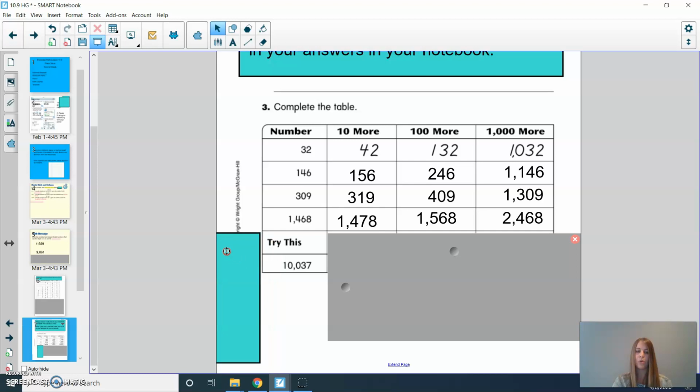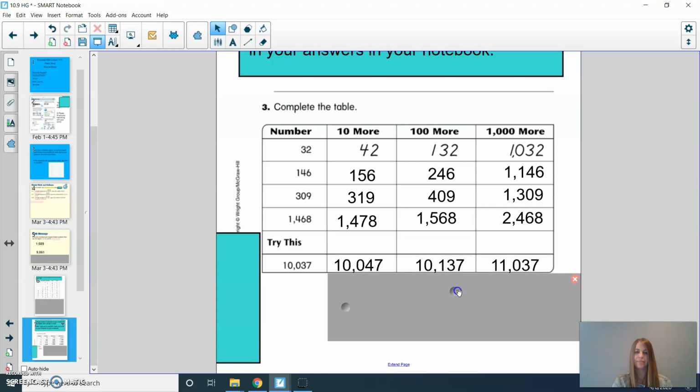We'll try one more. How about with the number 10,037? Press pause and play when you're ready to hear the answer. You should have 10,047 for 10 more, 10,137 for 100 more, and 11,037 for 1,000 more. All right, and if you want more practice with this, boys and girls, you can keep adding more numbers and keep adding your answers to the column.